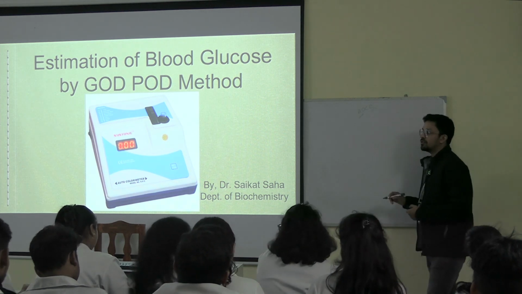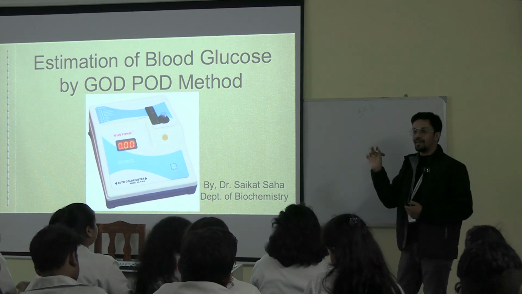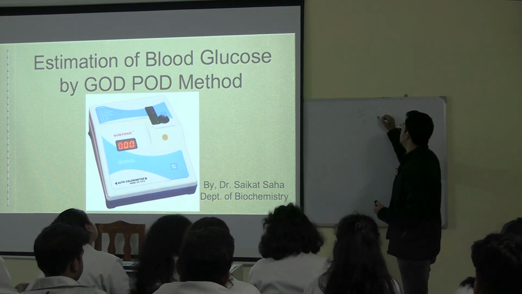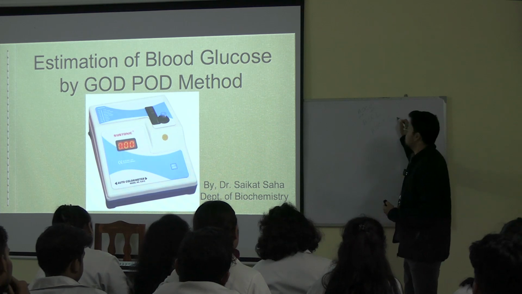And Lambert's law? Absorbance is directly proportional to the length that the rays are covering, right? So A is directly proportional to L. Together we say A is directly proportional to C and L.